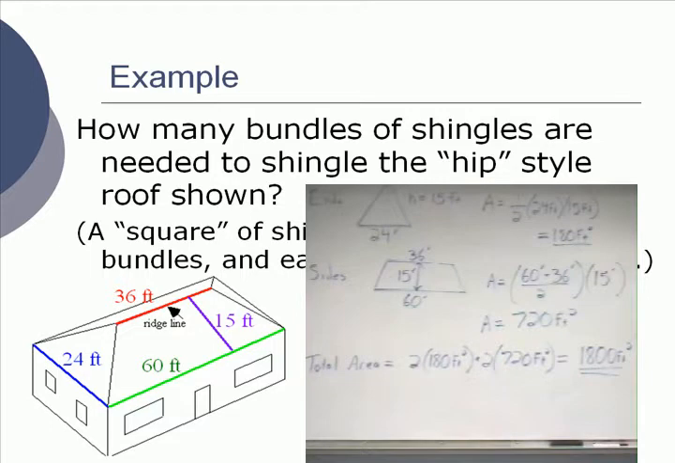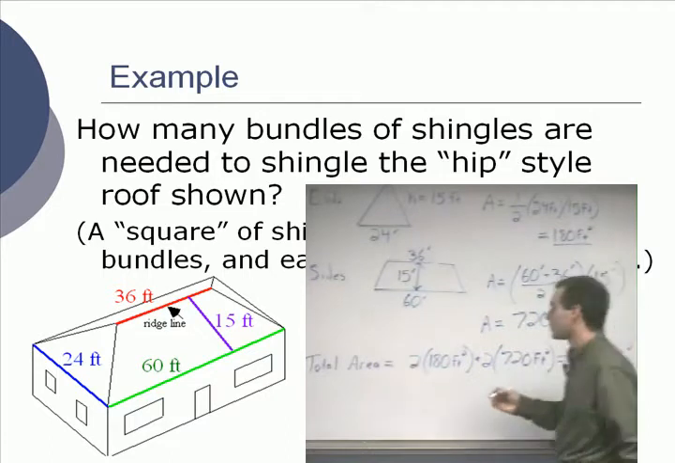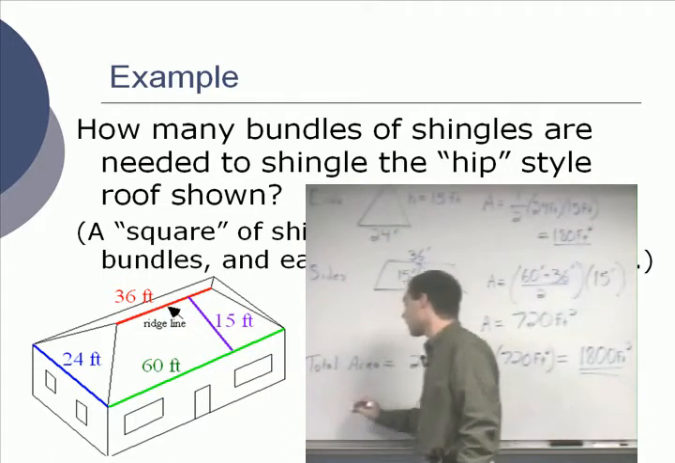So just using your intuition, if the roof has 1,800 square feet, how many squares of shingles do we need? You need 18 squares, right? Each square covers 100 square feet, so we would need 18 squares, 3 bundles per square. 18 times 3, 54 bundles.